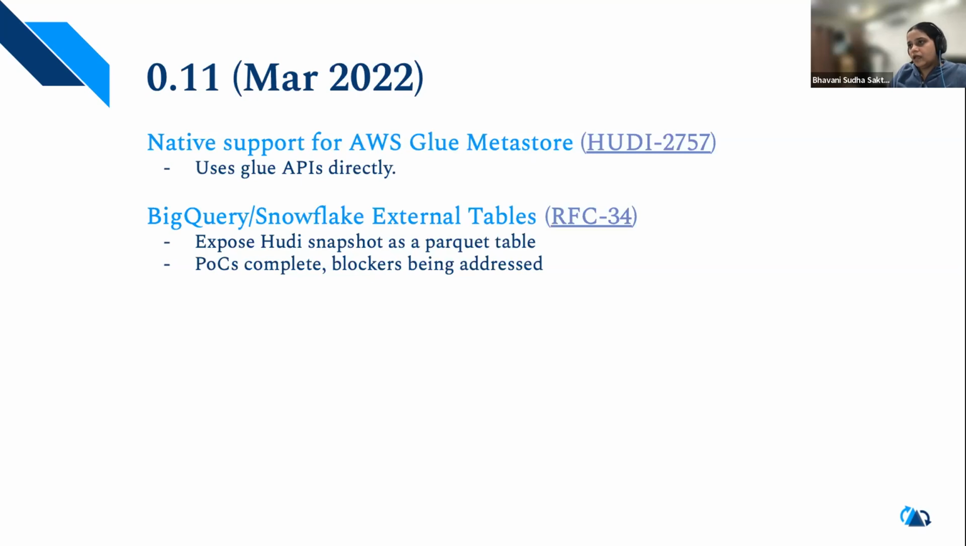We are also adding native support for Glue Metastore. Right now, we depend on Hive for syncing to Glue Metastore. Instead, with this feature, we are planning to use Glue APIs directly, which will be more reliable when syncing to Glue Metastores. And Hudi has this syncing mechanism to different catalogs, right? So we are planning to extend this support to BigQuery and Snowflake as well.